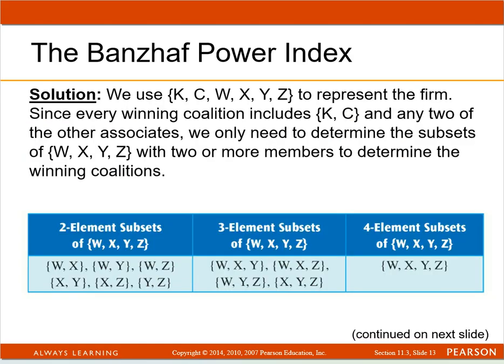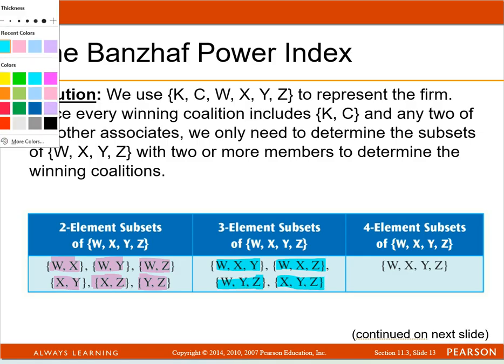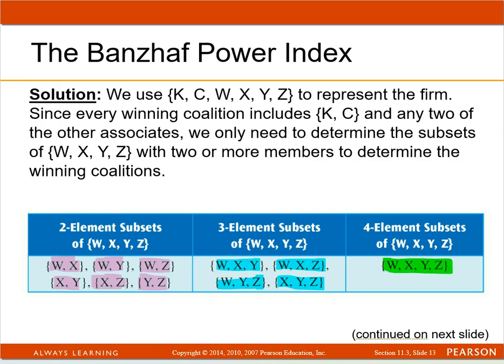Anyway, I think they show it in a table here. Yes. We use K, C, W, X, Y, and Z to represent the firm, and since every winning coalition includes K and C and any other 2 associates, we only need to determine the subsets of the W, X, Y, and Z with 2 or more members to determine the winning coalitions. So here's what I just wrote down a minute ago: WX, WY, WZ, XY, XZ, YZ. We've done this before back in chapter 2. And then you go and do your triples, and it's WXY, WXZ, WYZ, and then XYZ. And then you also have your group by itself.